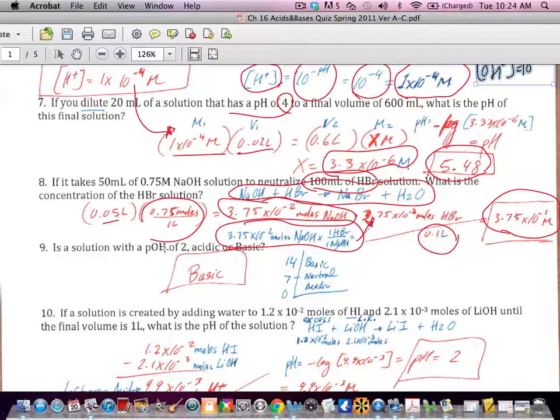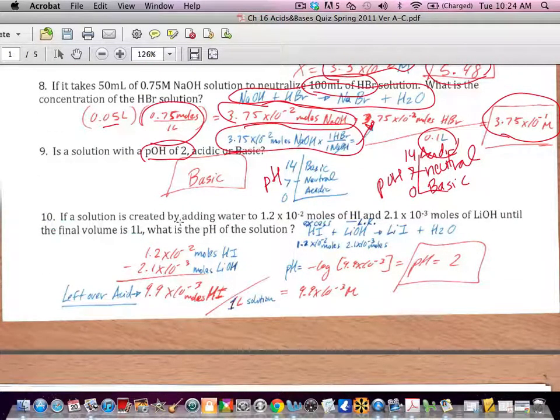Is a pOH of 2 acidic or basic? So for pH, 7 is neutral, 14 is basic, and acidic is 0. However, for pOH, 7 is still neutral. 0 is now basic, and 14 is now acidic. So because you have a pOH of 2, that's over here, and that's basic.